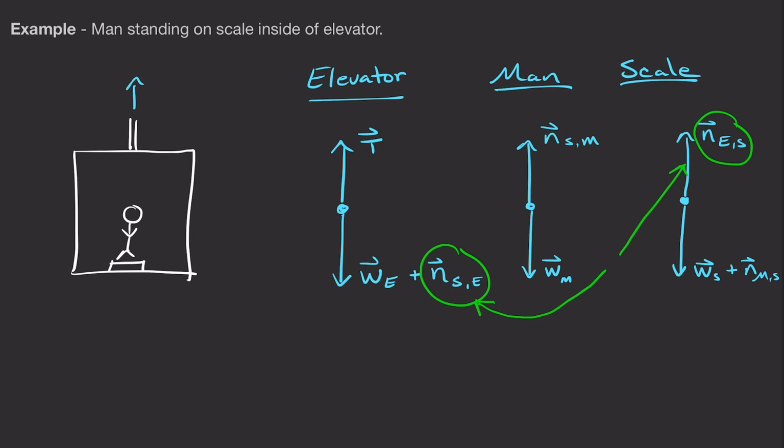And then we have another, the normal force of the scale on the man and the normal force of the man on the scale. Try to draw it like this. Okay. So these are action-reaction pairs. They occur in different free body diagrams. They're both between pairs of objects, but only one object exerts one of the forces and the other has the force exerted on them.